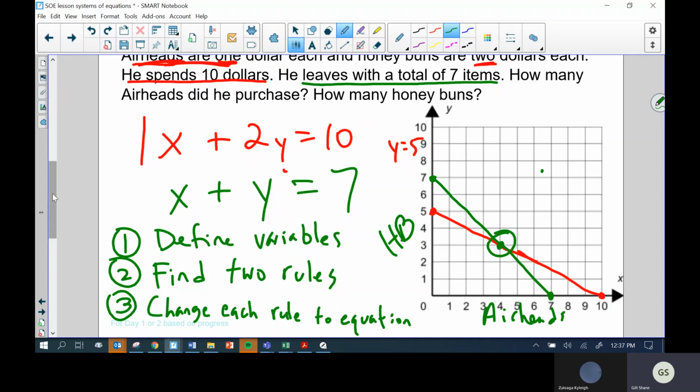And then lastly, you've got to try to change those rules into 2 equations, converting the words. We'll get to this in a second. I'm not going to write it right now. All right, so here's your problem to try on your own.